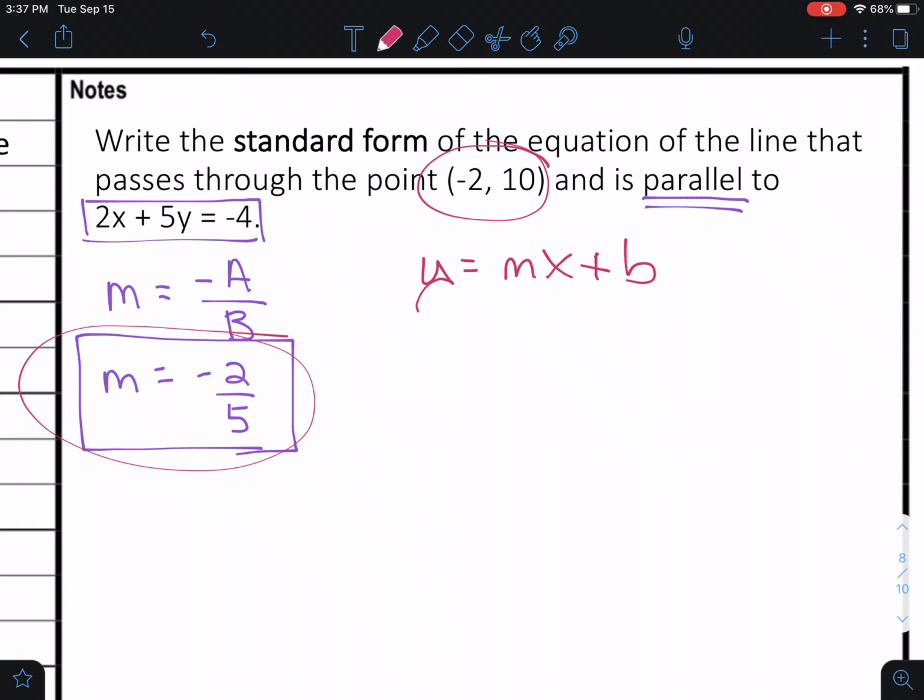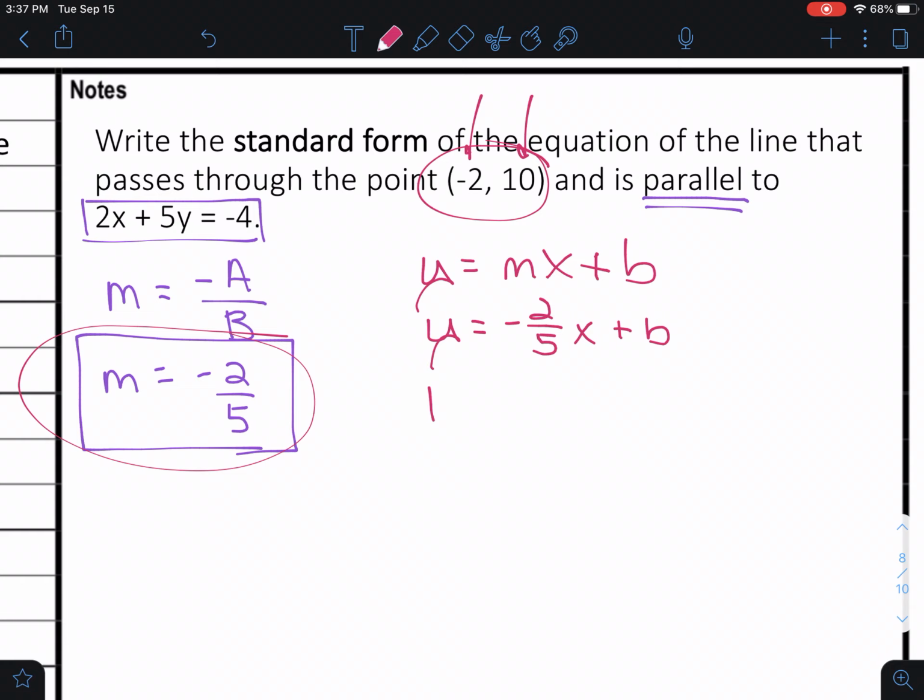Okay, and now I'm going to replace. So y equals negative 2/5 x plus b. All right, now you're going to plug negative 2, 10 in. Remember, this is x and this is y. So I'm going to plug those in for x and y. Make sure you put them in the right spot. It's easy to mix these up. So 10 is y, negative 2 is x.